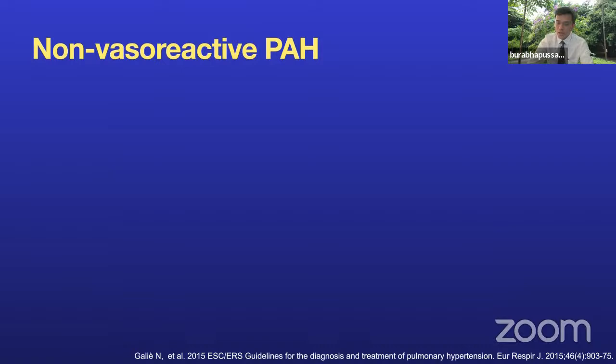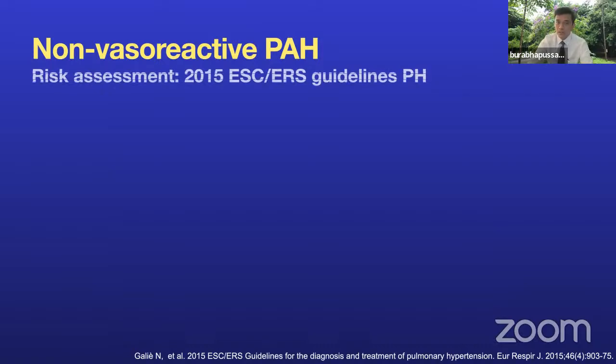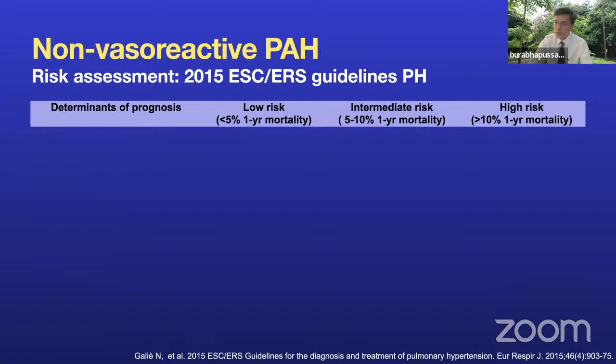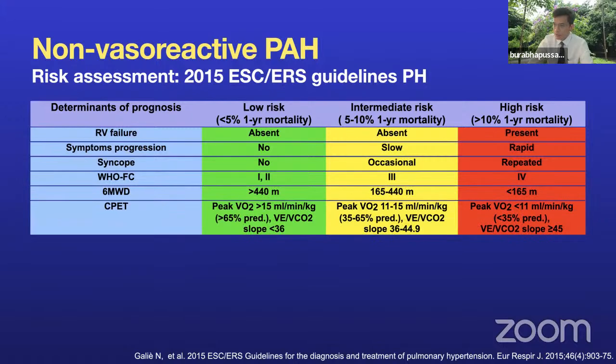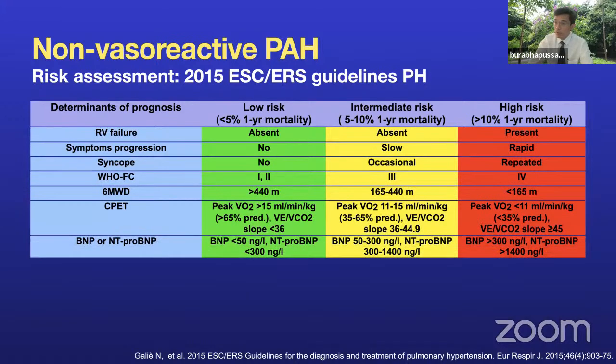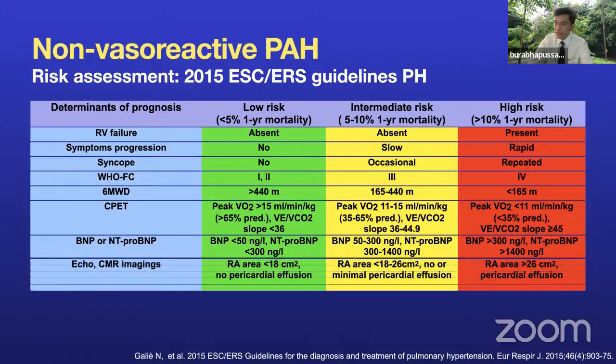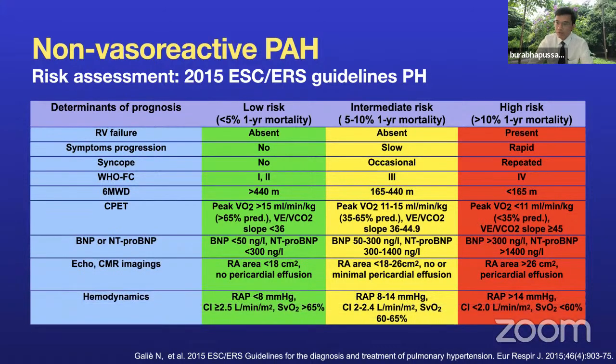Well, the 2015 guidelines have set the goal in the form of the risk assessment. I think we're familiar with this risk assessment. We have the clinical risk assessment. We have the functional capacity risk assessment. We have the biomarkers. We have the imaging. And definitely we have the hemodynamics that are absolutely needed. This is a picture of the risk assessment.